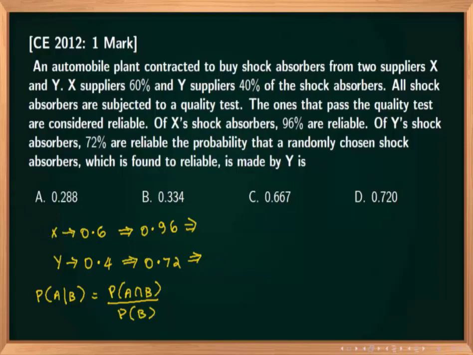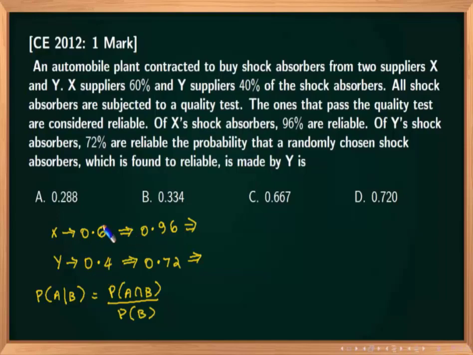So to begin with, this is the scenario. I have X, and X supplies with a probability of 0.6, because out of 100, 60 will be supplied by X, whereas 40 will be supplied by Y. No other seller is actually selling shock absorbers to this particular plant. So 0.6 will be the probability. If you have a stock, and if you randomly select one shock absorber, that it is provided by X will have a probability of 0.6. That it is supplied by Y will have a probability of 0.4.